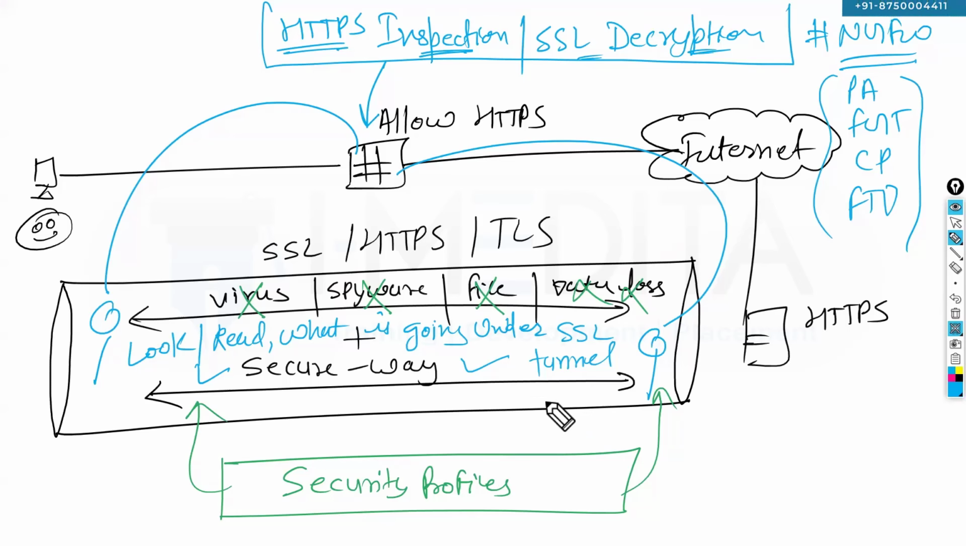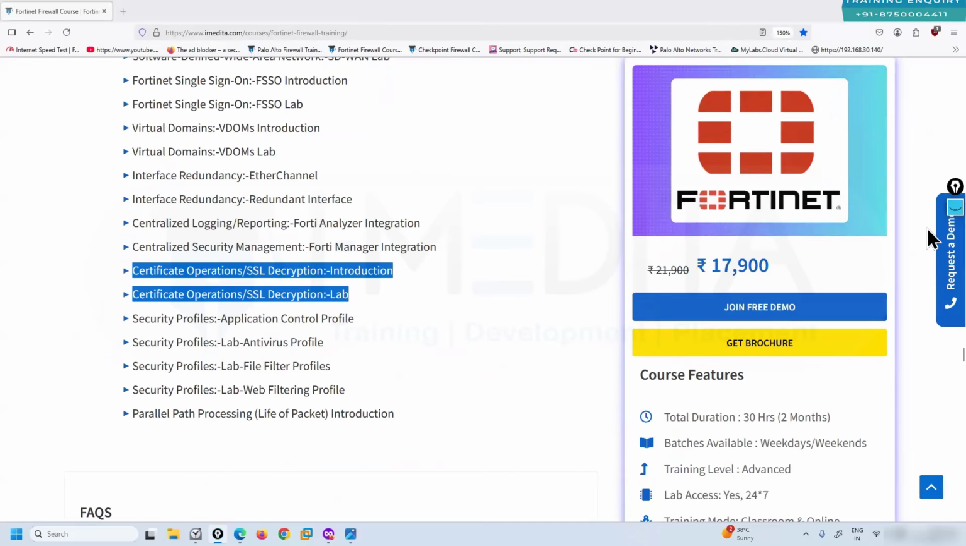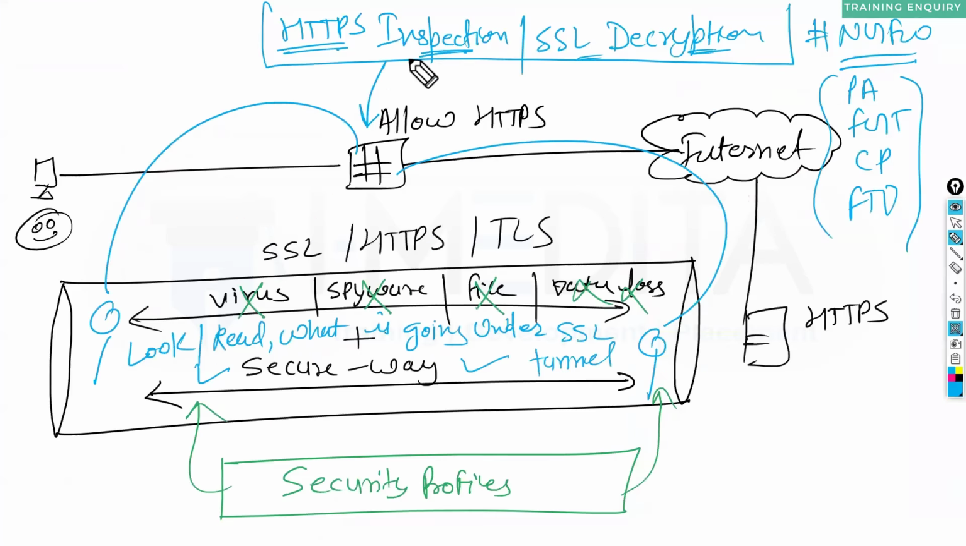Now the question is, will this work in this way? No. Detailed theory we will do when the decryption topic comes. Here it is only an introduction that with the help of HTTPS inspection or decryption, we can look or read what is going on under the SSL tunnel. If something is suspicious, we can block that with the help of security profiles.